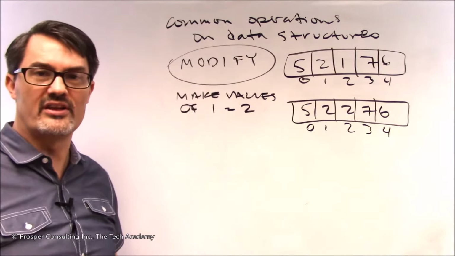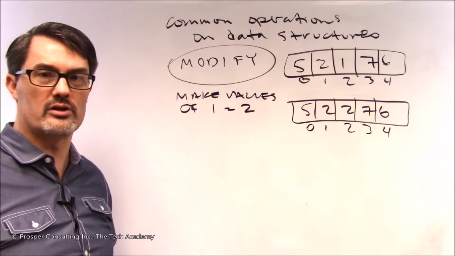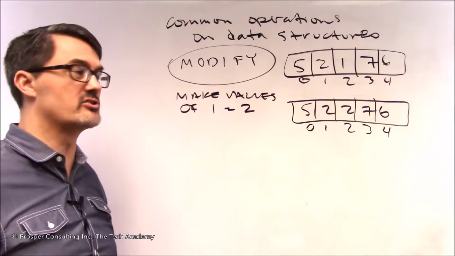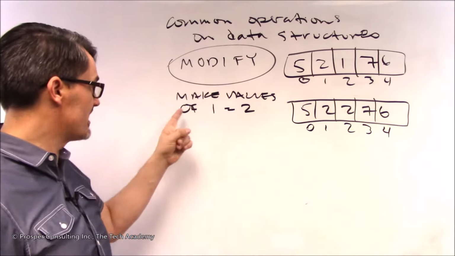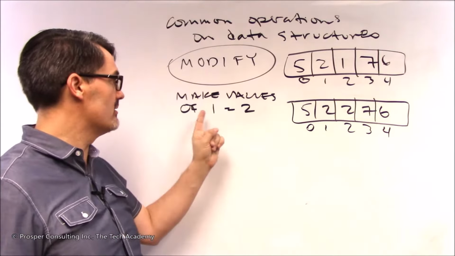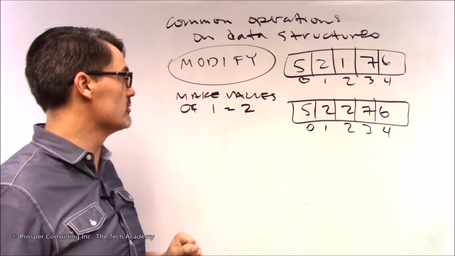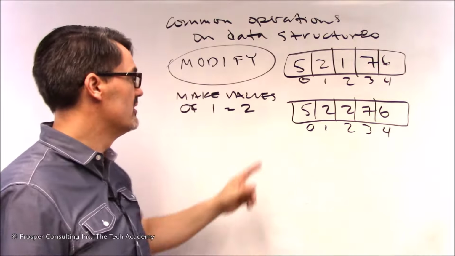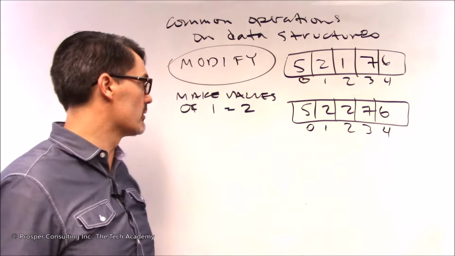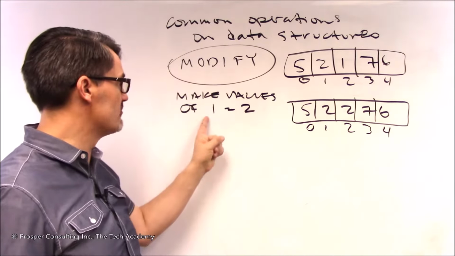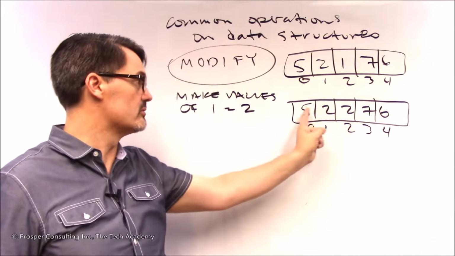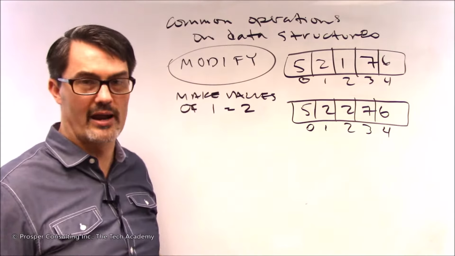Here's another common thing that can be done on a data structure or a collection of data. You can modify one or more elements in that data structure. As an example, let's say we wanted to make any values in this array that were equal to 1 equal to 2. Here's our beginning array, 5, 2, 1, 7, 6, quite familiar with it at this point, with indices 0, 1, 2, 3, and 4. But we apply this, make values of 1 equal to 2, and the value in index 2 now becomes a 2. 5, 2, 2, 7, 6 is our new array.